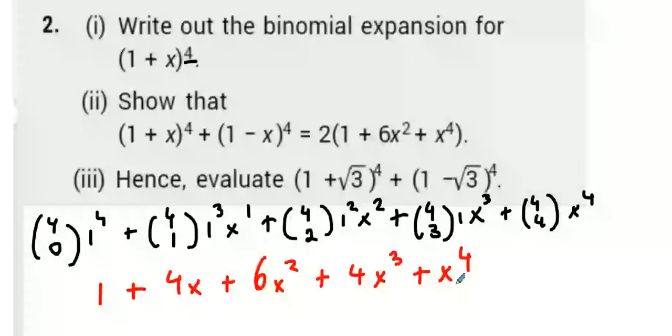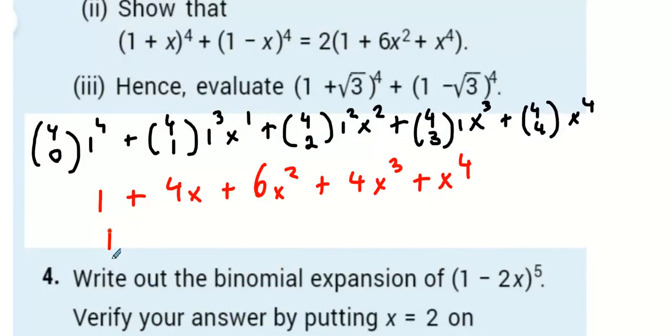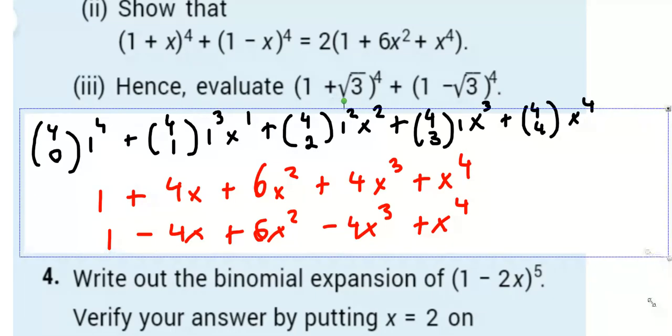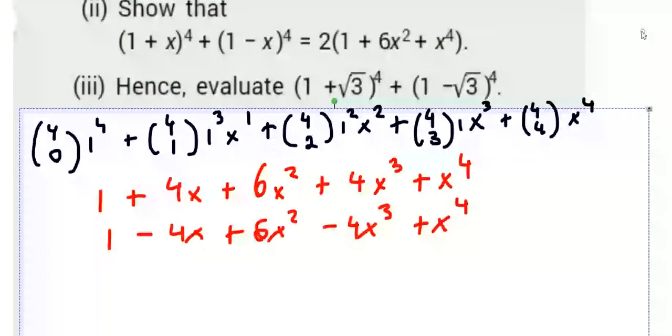Does anybody know a shortcut? So we did this one, no bother. Does anybody know a shortcut between 1 plus x to the power 4 and 1 minus x to the power 4? Yeah, just do plus minus. Do exactly the same thing except plus minus. So it's going to be 1 minus 4x plus 6x squared minus 4x cubed plus x to the power 4. Is that okay? Try doing it out from scratch again. You'll know the shortcut.